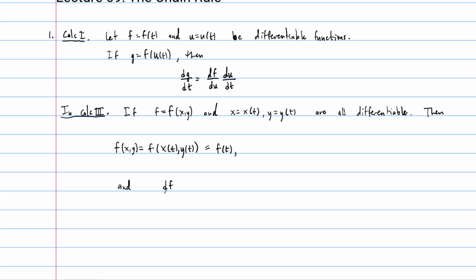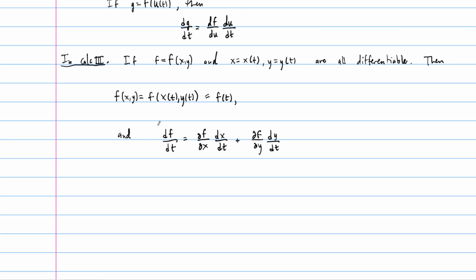So df by dt is going to be equal to, and here's the formula for the chain rule. We'll investigate it after I write it down. This is going to be the partial derivative of f with respect to x times the derivative of x with respect to t plus the partial derivative of f with respect to y times the derivative of y with respect to t. All right, so it's a sum of what look like two component chain rules.